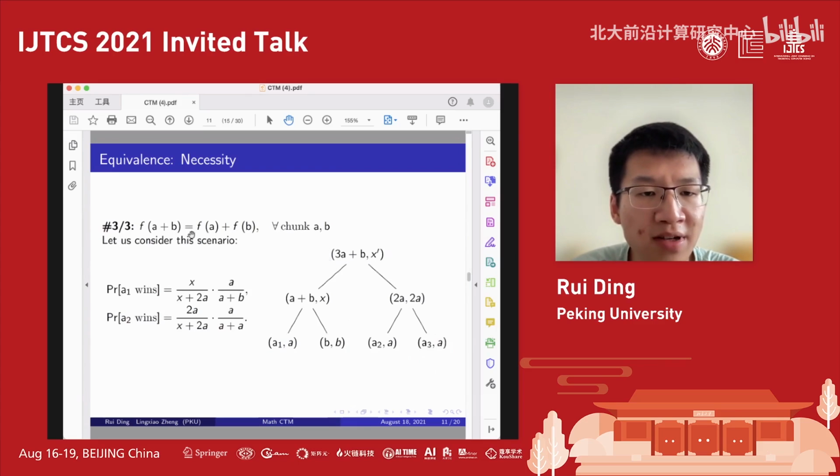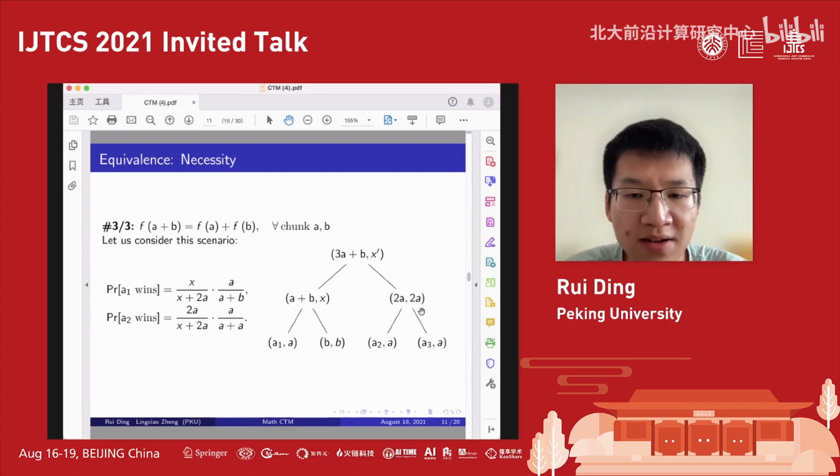And as for the final step, we're going to establish this final equation, that is f is indeed linear. So we're going to consider this scenario. We repetitively hooked these identical chunks on the leaves, hoping that the probability at which these chunks win are equal. So the probability at which A1 wins is actually X over X plus 2A times the A over A plus B. And the probability at which A2 wins is exactly 2A over X plus 2A times A plus A times A over A plus A. So in order to let these two quantities equal, you can establish this identity.